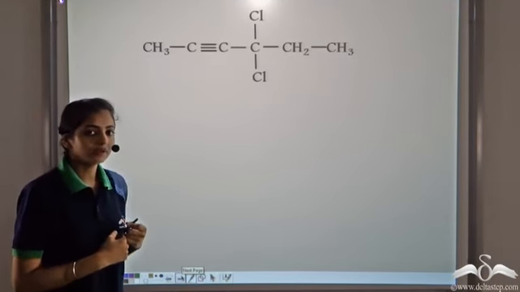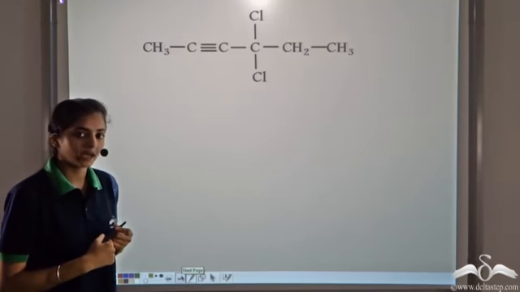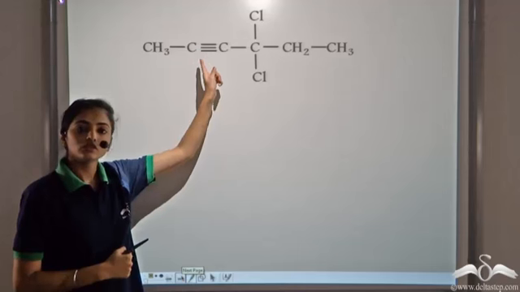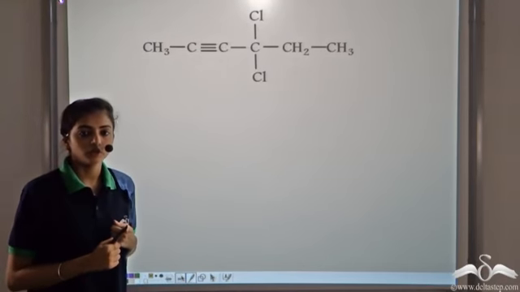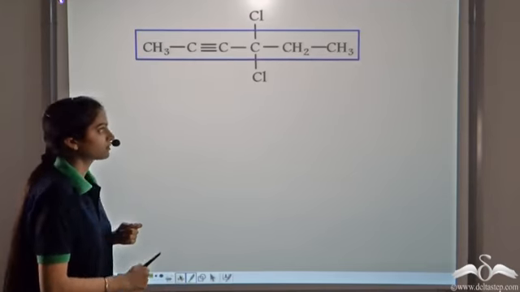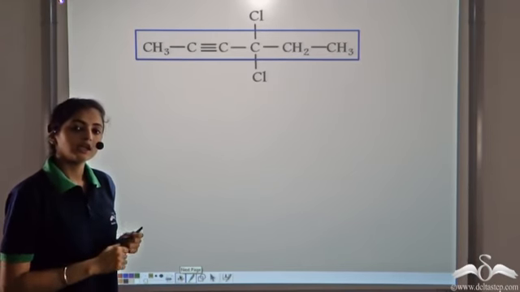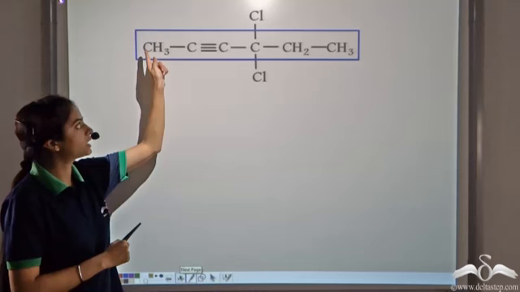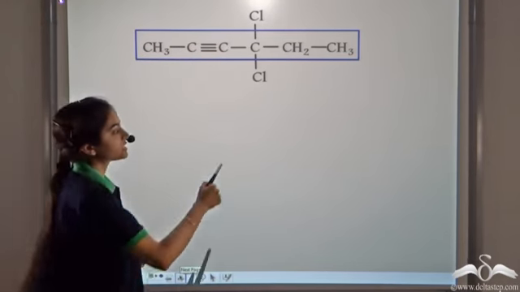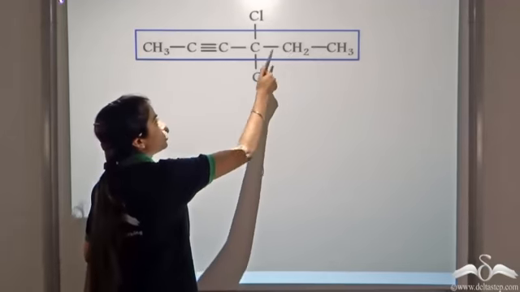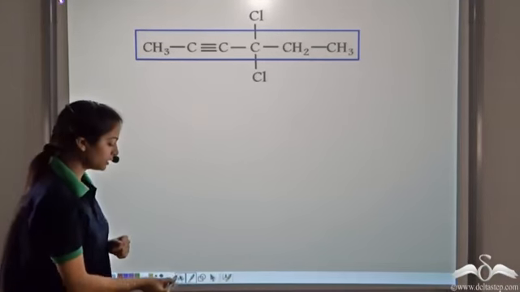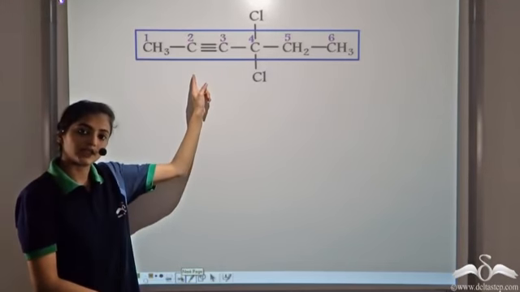Let's take another example. We are given this organic compound. We have to find its IUPAC name. In this case, you observe a triple bond. The triple bond is also a functional group. So the longest carbon chain should include the triple bond. So this is our longest carbon chain. If we start the numbering from left, we get 1, 2, 3. The functional group gets the number 2. If we start the numbering from right, we get 1, 2, 3, 4. So in order to give the lowest number to the functional group, we start the numbering from the left-hand side.